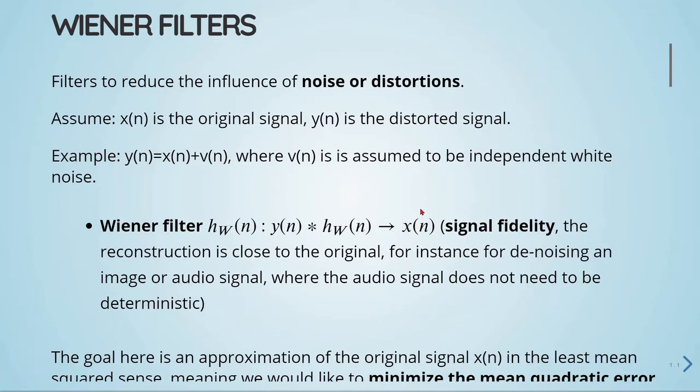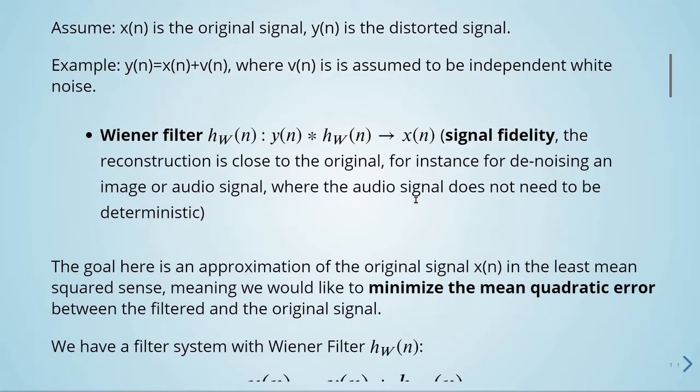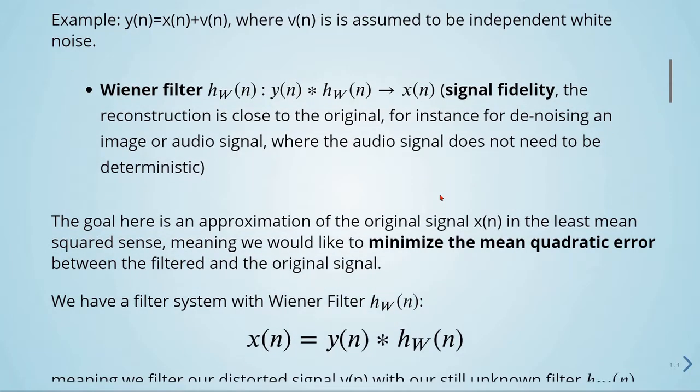So that's the idea of what we want to achieve: signal fidelity, so the reconstruction is close to the original. For instance, for denoising an image or audio signal, where the signal does not need to be deterministic. The goal here is an approximation of the original signal in the least mean square sense, meaning we would like to minimize the mean quadratic error between the filtered and the original signal.